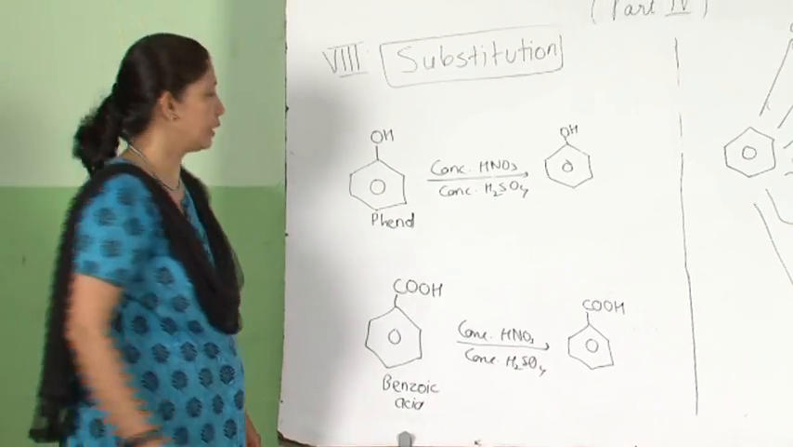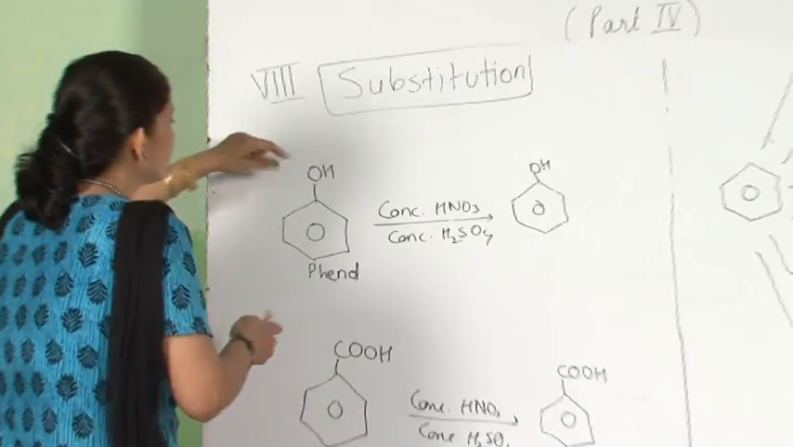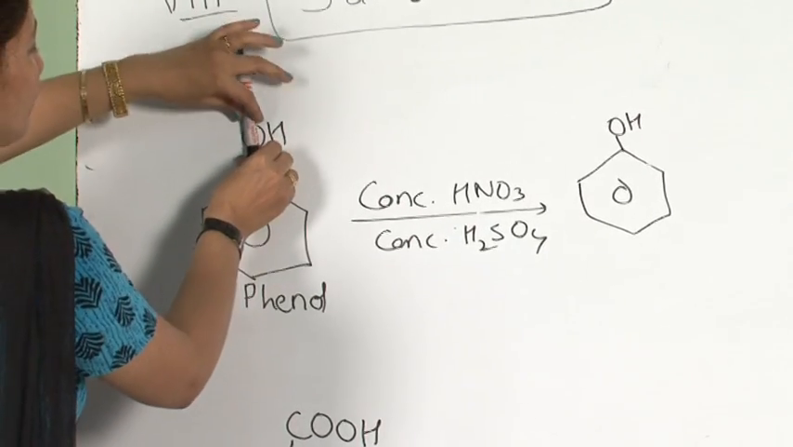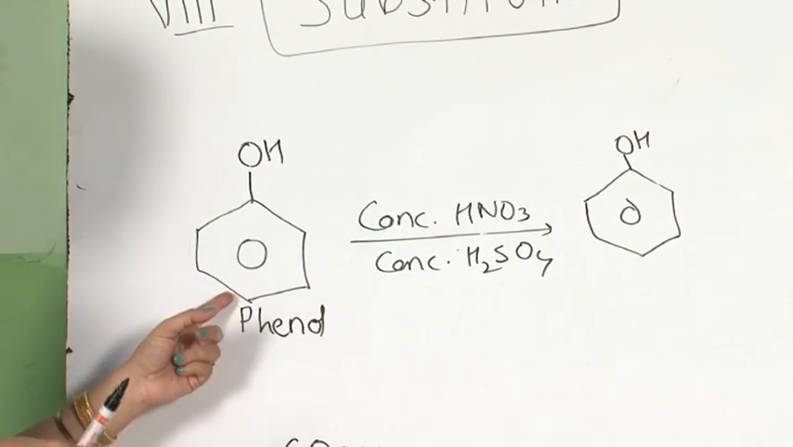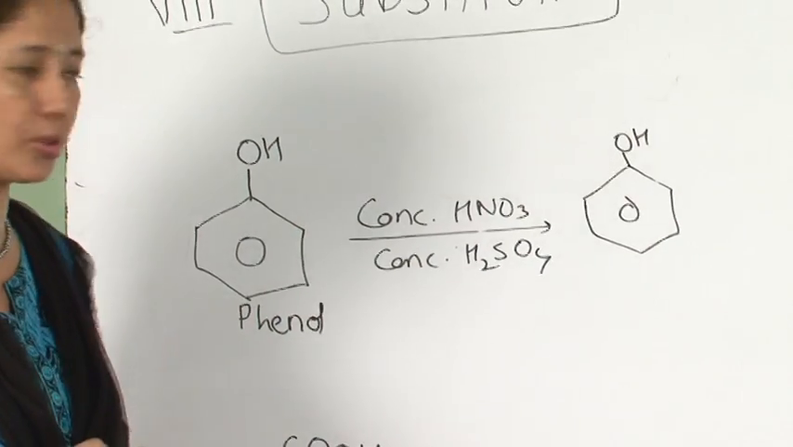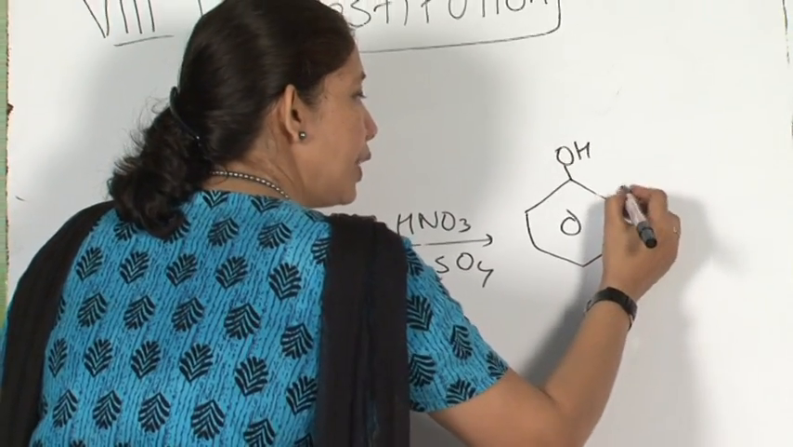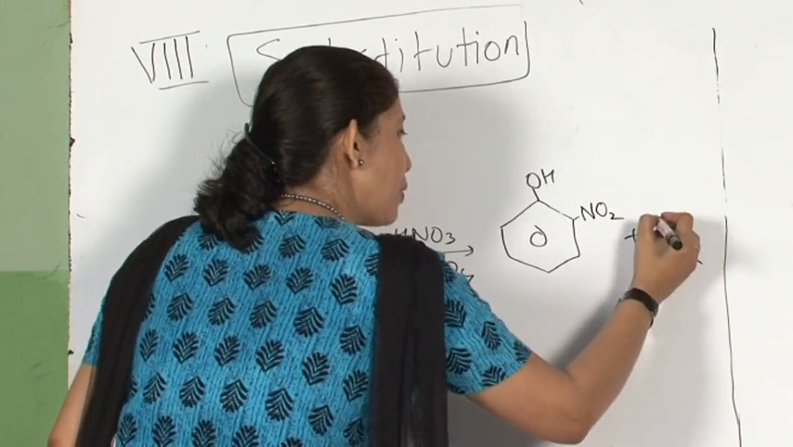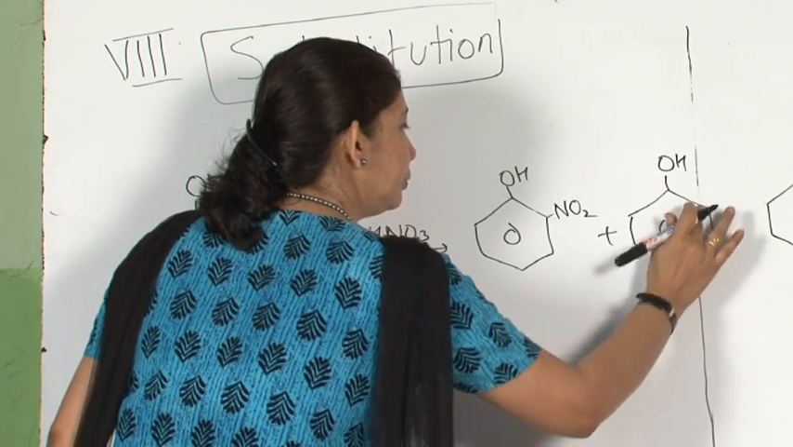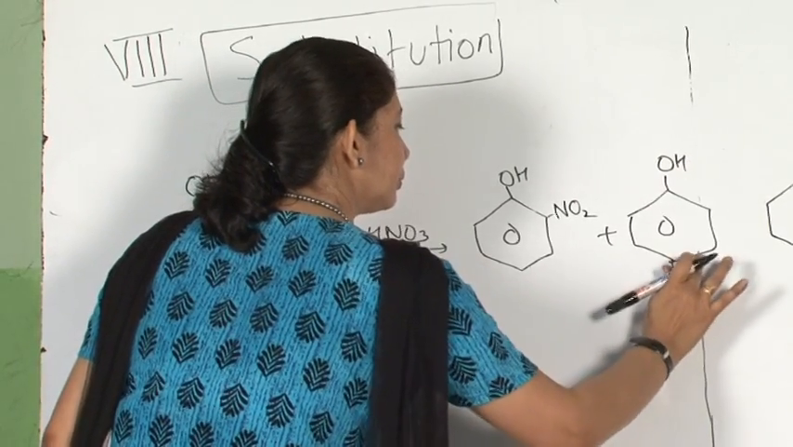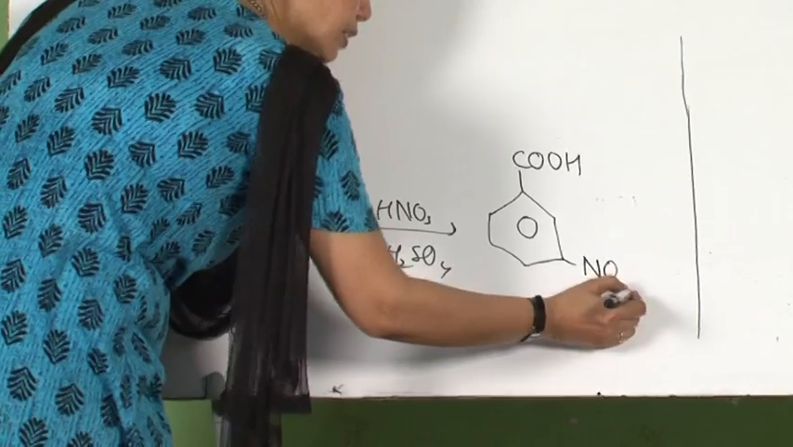Where should it attack the ring? It can be this position. I hope everyone remembers what is ortho, meta and para. With respect to the group attached, these two are ortho and these two are meta and this one is para. Now where is the NO2 group going to come and attach? In this case as well as in this case. I am telling in this case it is NO2 here plus there is one more compound I am going to get. I am getting a structure like this, whereas in this case I am going to get the compound like this.